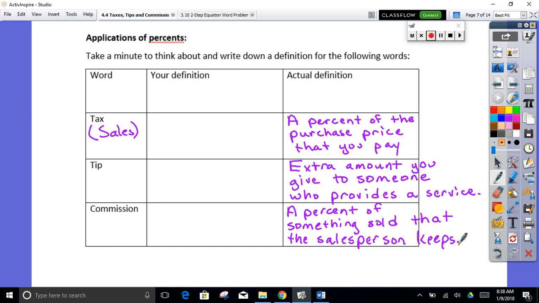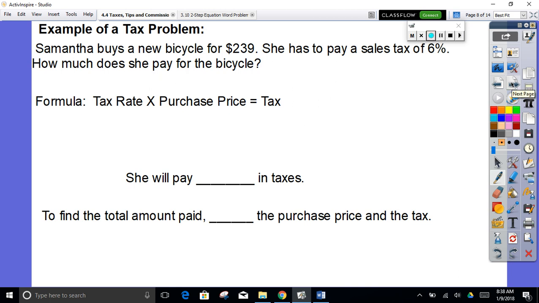And today's lesson is super practical. It's not one of those math things where you look at me and say, where am I going to use this in the real world? Because it's all about the real world. Okay, let's take a look at some examples of the different types of problems. First is an example of a tax problem.